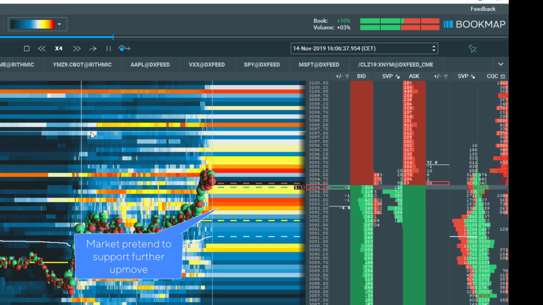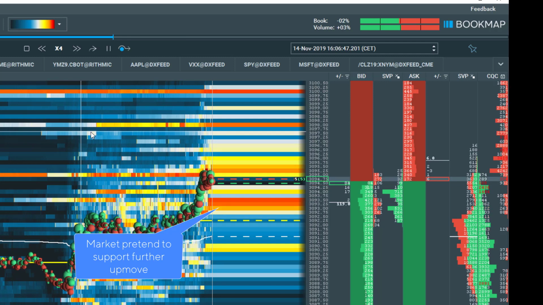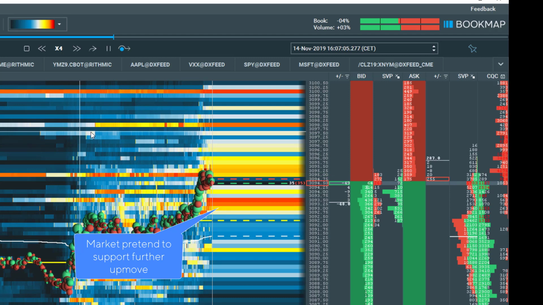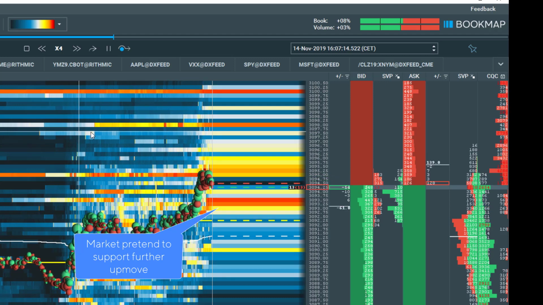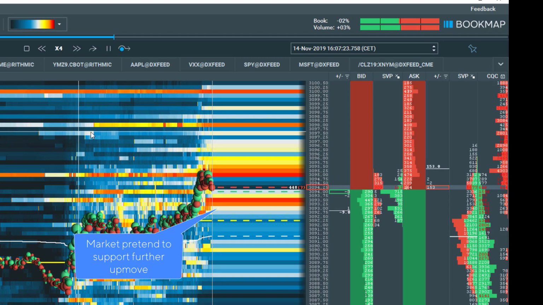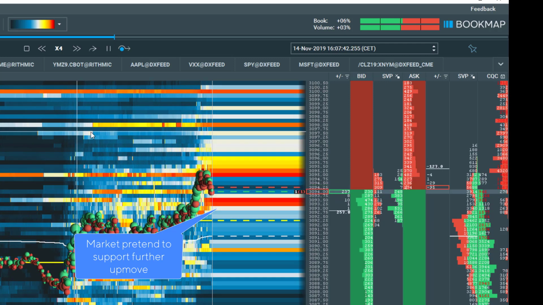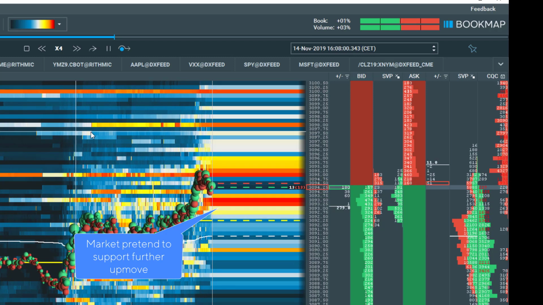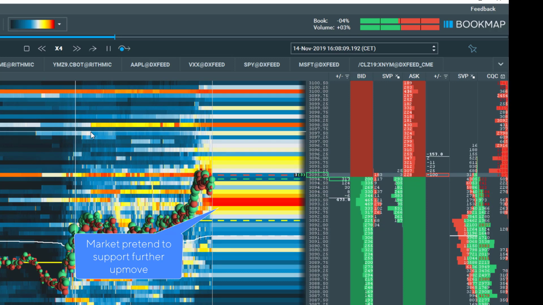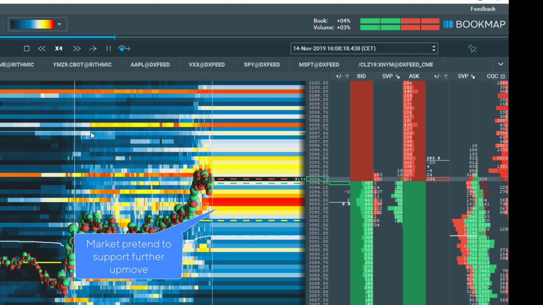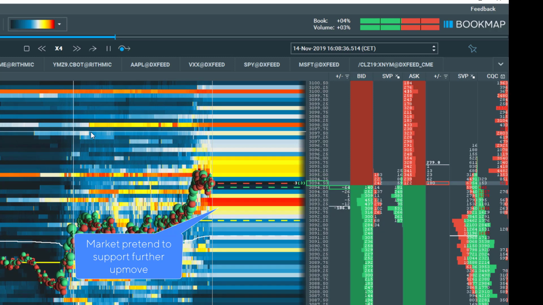Here you can see very clearly that the market pretends to support this up move. On the bid side, we have a good support up around 450 contracts sitting on 3093.5 and a quarter. And that means for everyone who sees this or who is watching this, it is a very clear sign that this market is ready to lift off.